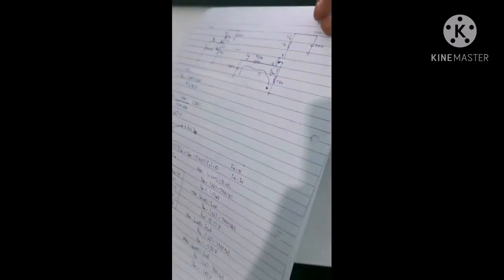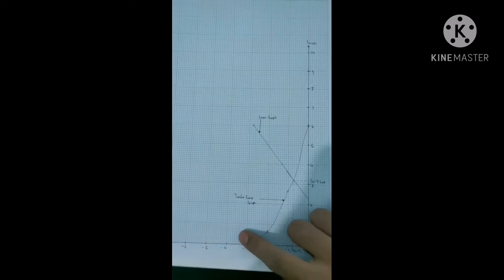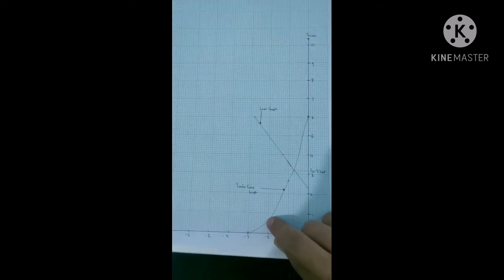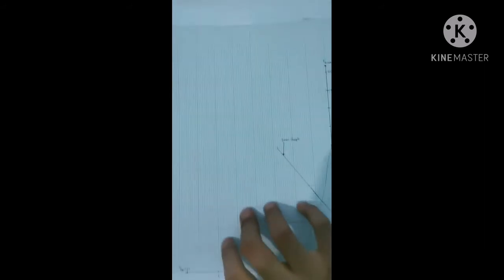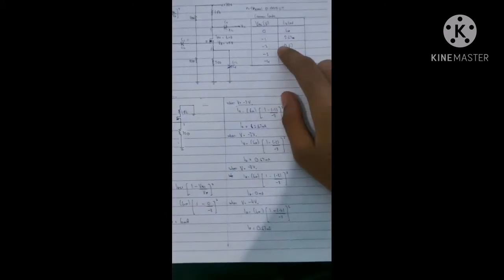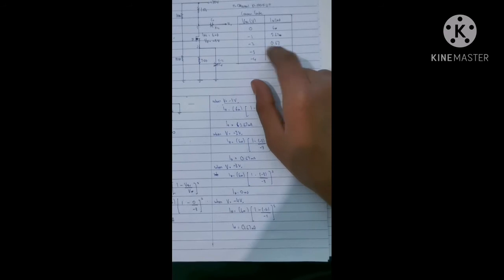Moving to the next step, after we have constructed the transfer curve table, we can sketch the transfer curve graph. This is the transfer curve graph based on our transfer curve table that we have drawn. We just need to take the value until 0.0 only.